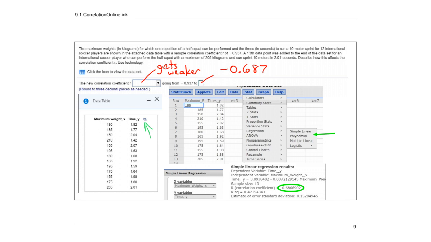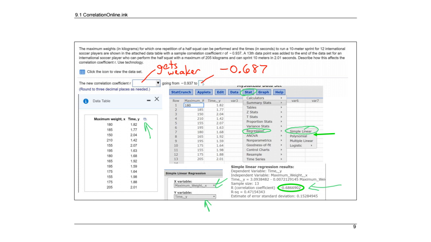We're going to go into, we're going to come not to summary stats. We're going to do stat. We're going to come down here to regression and simple linear. And then we're going to put the weight in the x variable, the time in the y variable. We're going to hit compute, and it's going to give us our new correlation coefficient.